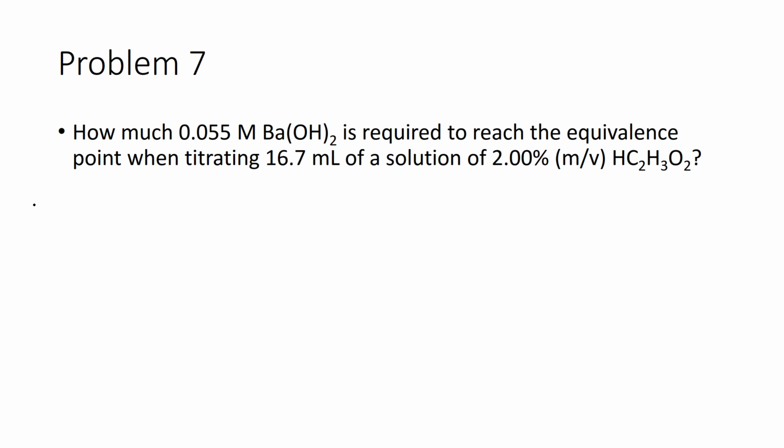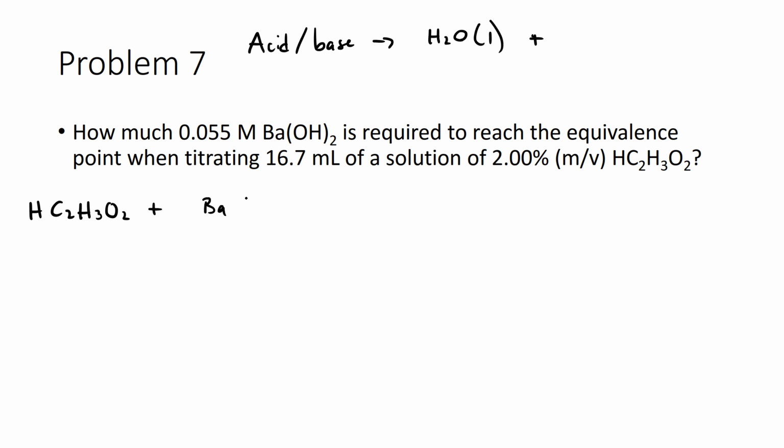We have acetic acid reacting with barium hydroxide, and that's going to be an acid-base reaction. So that's going to yield an H2O liquid as one of our products plus something else. So we'll go down here and say we have HC2H3O2 plus barium hydroxide is going to give us at least one water molecule, and that comes from the hydroxide bonding with the H. So the other product is going to be barium acetate.